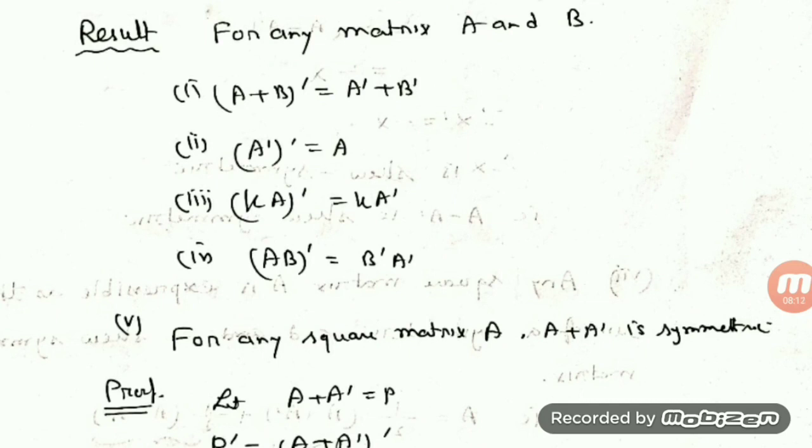Now we will discuss some properties of transpose, symmetric and skew symmetric matrices. Without proof I am giving some results. For any matrices A and B, (A plus B) whole transpose equals A transpose plus B transpose. That means the transpose of a sum and the sum of the transposes give the same result. Similarly, the transpose of the transpose equals A.